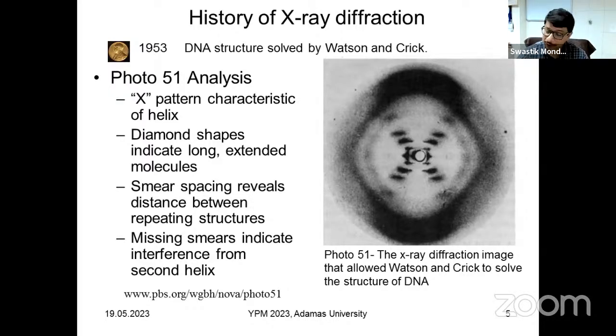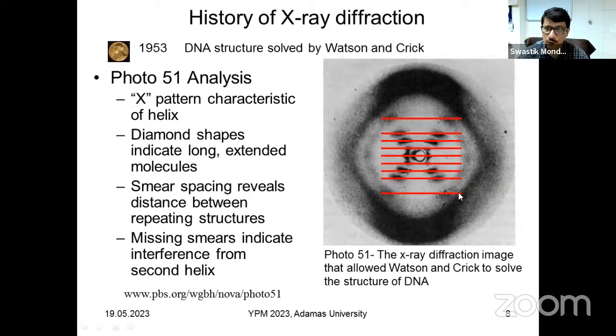So from here, what they found is this X pattern that corresponds to a helix. That is something which is spiraling. And then this diamond shape, these are indicating that there is a long molecule. So this helix is long. And then there is smear spacing that reveals that the structure is repetitive. That's why we are getting these smear things.